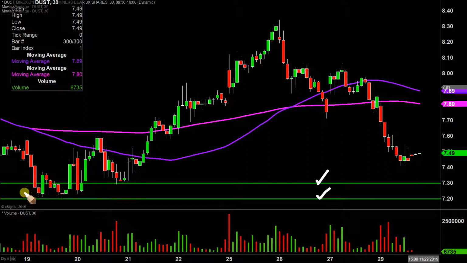The reason this area is important is that the last several times the price was down around this area, you can see some very nice bounces. From right there, a nice little bounce. Right there, a massive bounce.